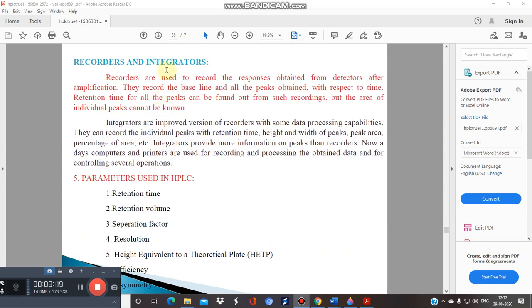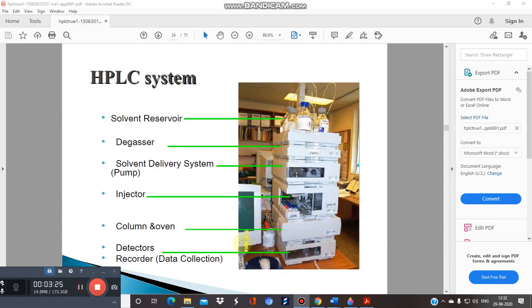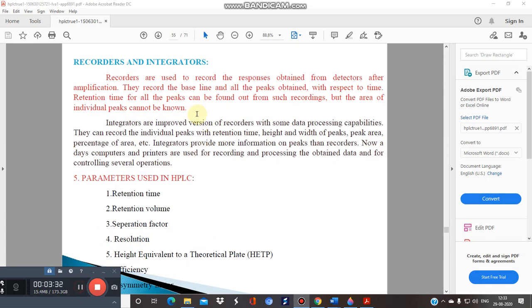So next are the recorders and integrators. There are different types of recorders used to record the responses obtained from the detector. See this, after the detector we have a recorder for proper data collection, and of course we will measure the retention time of all the peaks found from the recording.